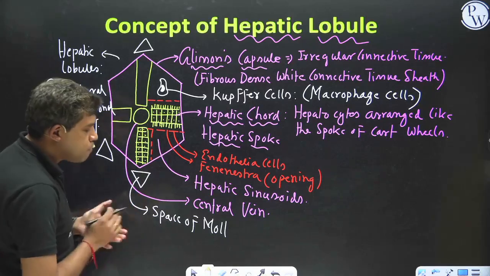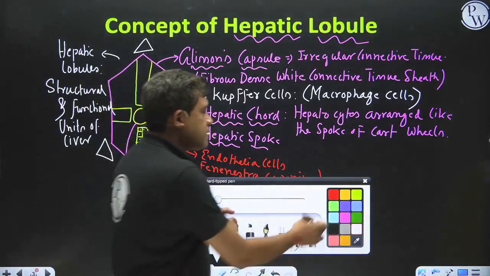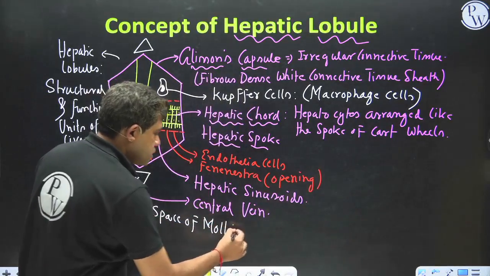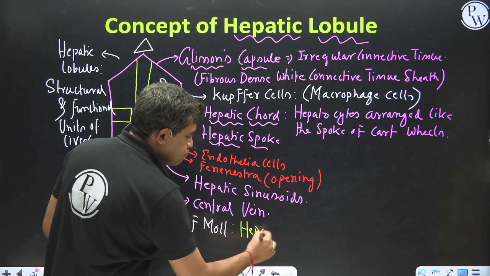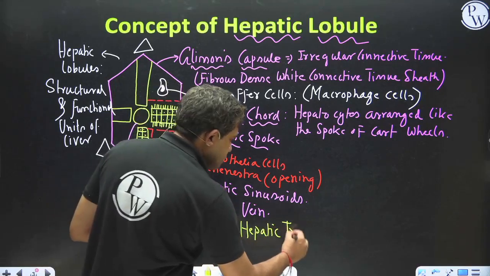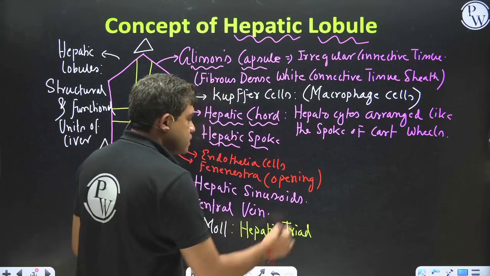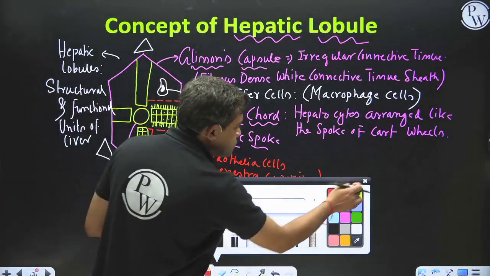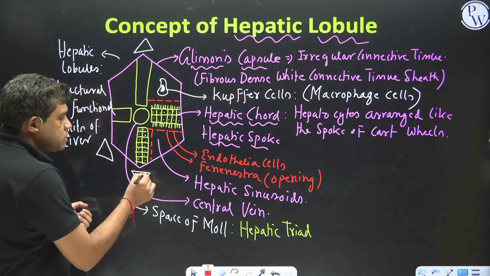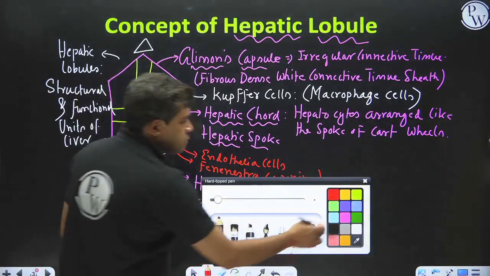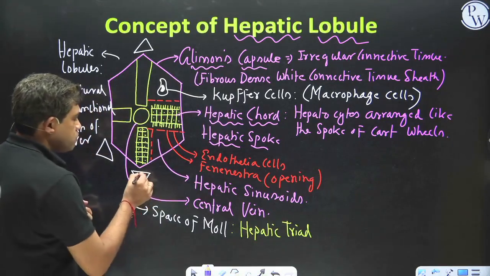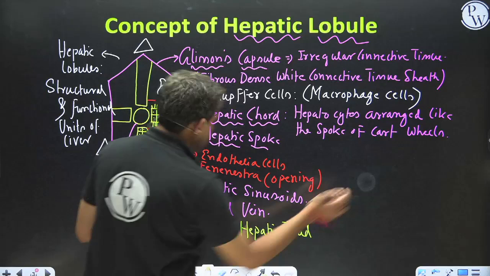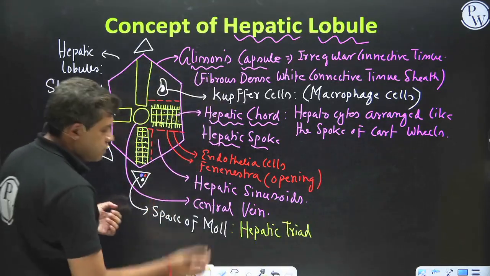And what are the important structures found here? This area is associated with the hepatic triad, H-E-P-A-T-I-C, hepatic triad, T-R-I-A-D. So what are the important structures found inside this space of Mall? This consists of hepatic arteries, a hepatic portal vein, which looks like this, and it is also associated with the lymphatics.